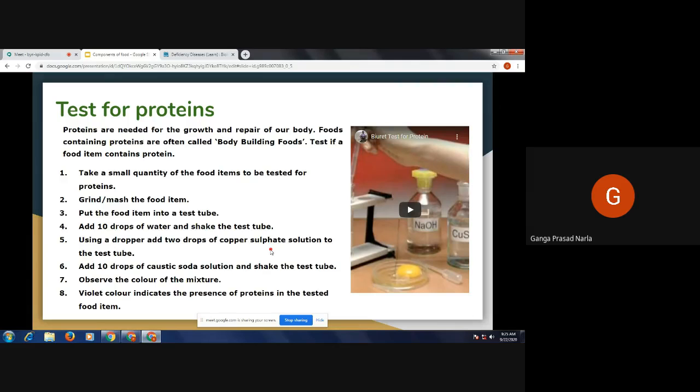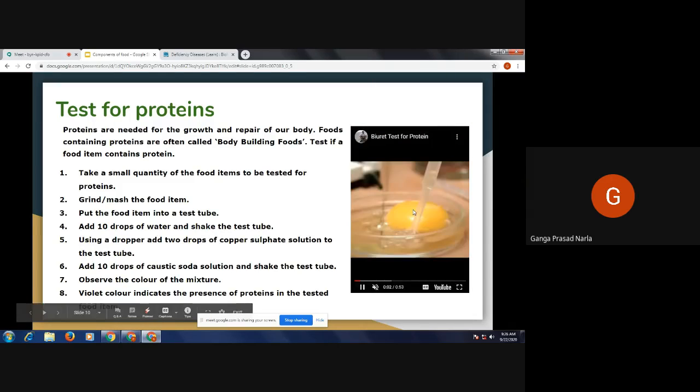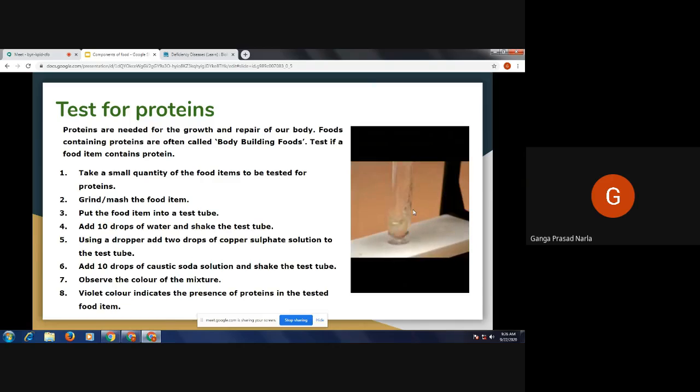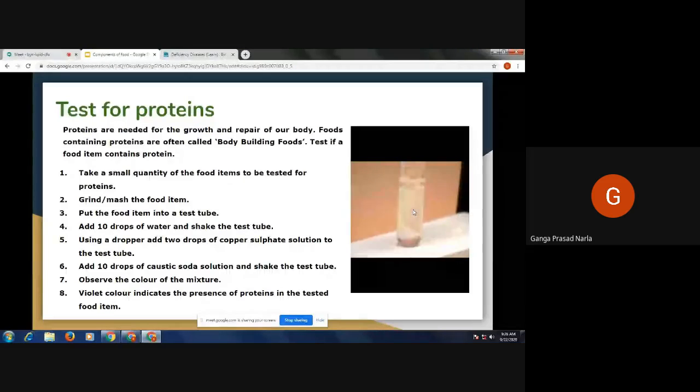Copper sulfate solution, CuSO4. So take a small quantity of food in a test tube and drop 10 drops of caustic soda, NaOH, in it, and 2 drops of copper sulfate, CuSO4. If the food item turns into violet color, observe the picture carefully.